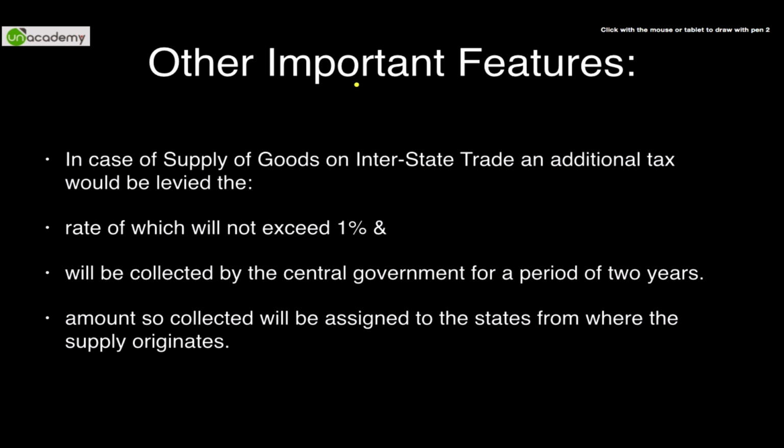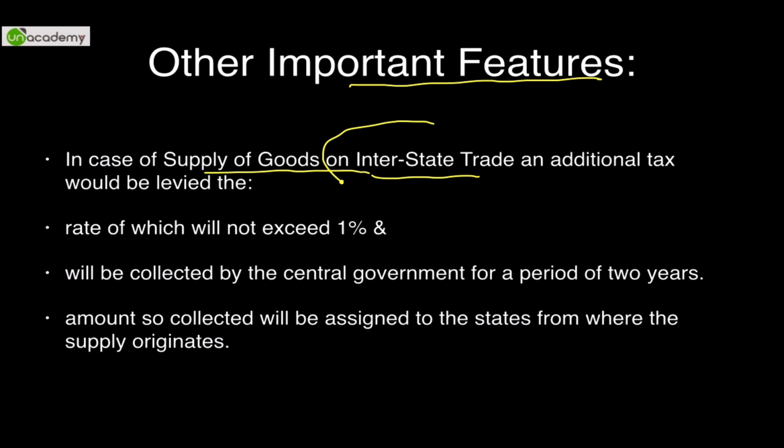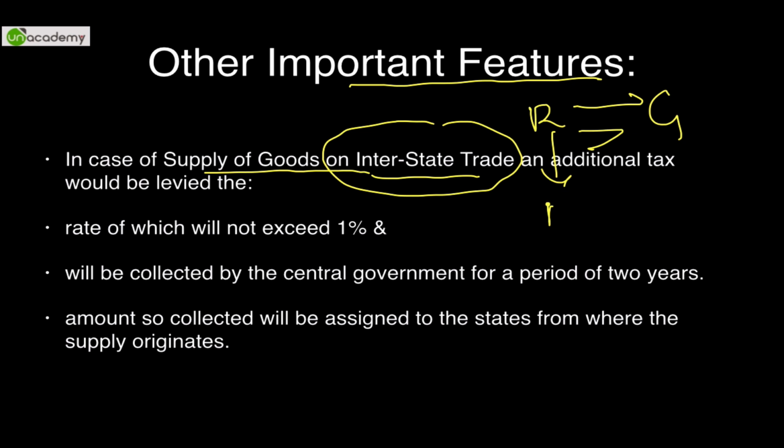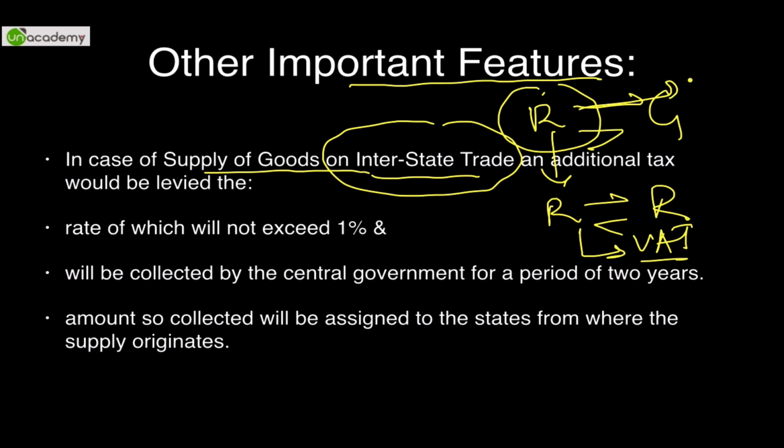The other important features of GST are, firstly, in case of supply of goods in interstate trade. Interstate trade means trade between two states. So between Rajasthan and Gujarat, if things are being traded, had they been sold within Rajasthan, that means from Rajasthan to Rajasthan, it would have been called intrastate trade. Under intrastate trade, the state government gets VAT, value added tax. But when it comes to interstate trade, that is from one state to another, the state of origination, that is Rajasthan, will get something by the name of CST, Central Sales Tax.